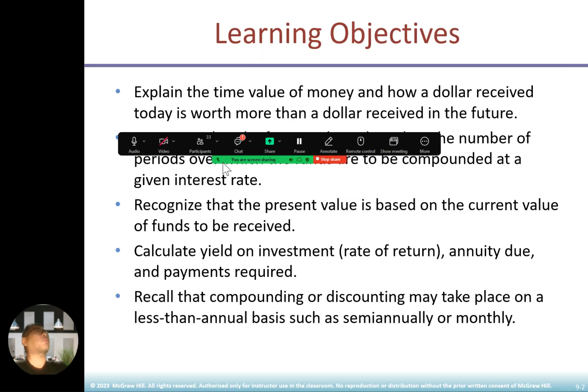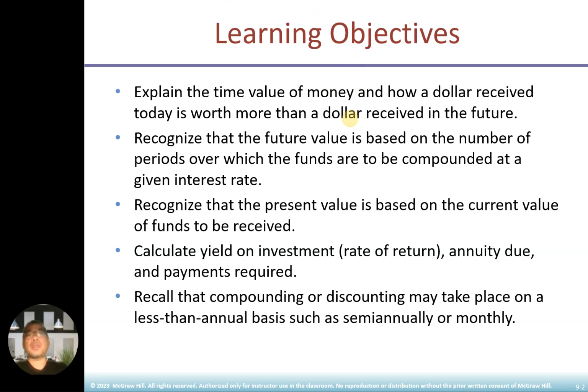I'm going to move this slide over here so it's easy to use. All right, let's start here. There are five objectives. Explain the time value of money and how a dollar received today is worth more than a dollar received in the future. Recognize that the future value is based on the number of periods for which the funds are to be compounded at a given interest rate.